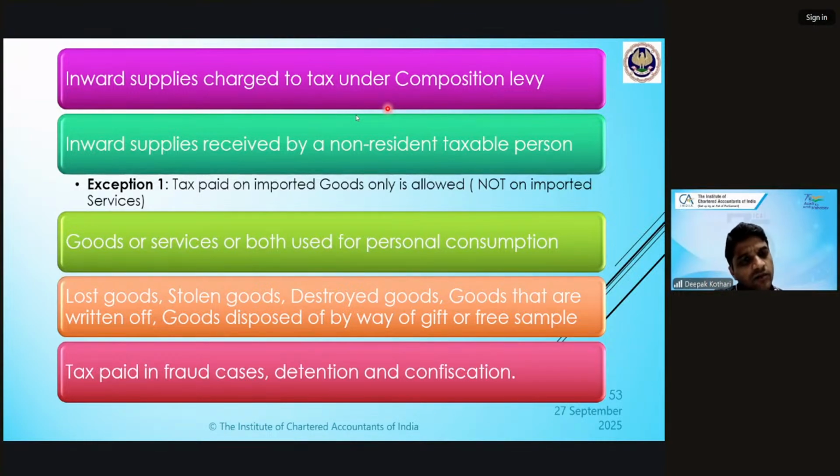Yeah, Anubhav, you're right. A composition supplier cannot charge tax, so he will not charge. In case he charges, he's violating the law, and the government will find out. But you should not say that since he's shown it in his invoice, I will claim the credit. That is not available.